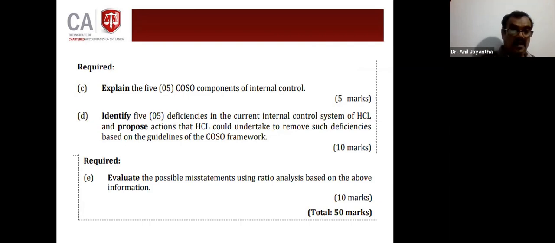Then evaluate the possible misstatement using ratio analysis based on the above information. Just see again, you are brought back to technical analysis, so ratio analysis. There are different aspects to be discussed under ratio analysis. You should know them. Then you evaluate. You know that you can evaluate profitability, leverage, asset utilization, efficiency, and short-term liquidity, and even market-based ratios. So likewise, think of this area sometimes.